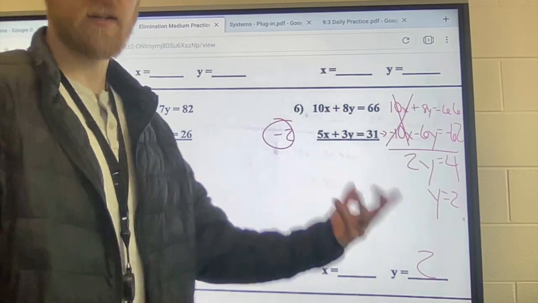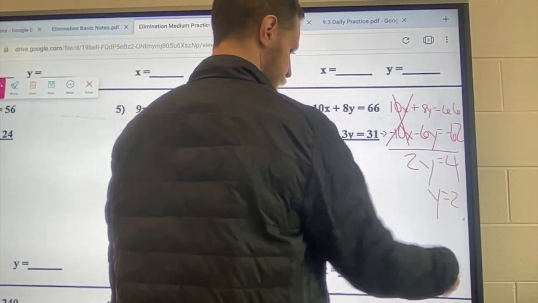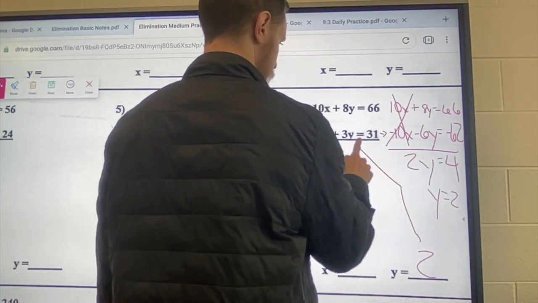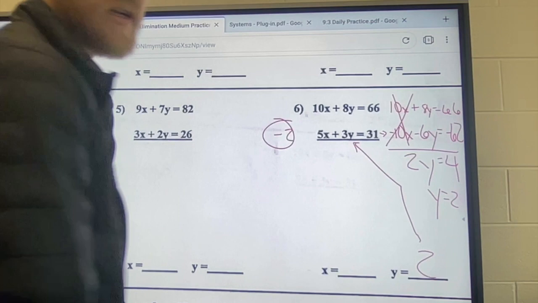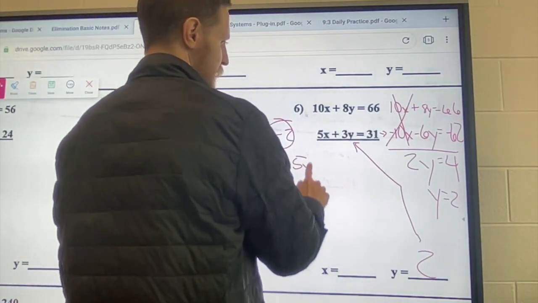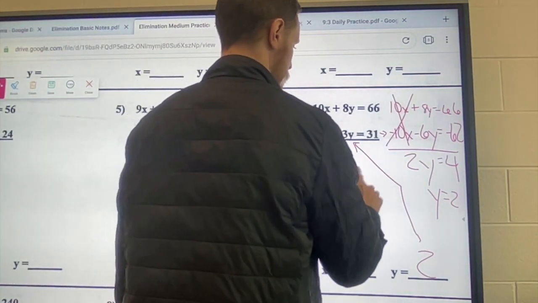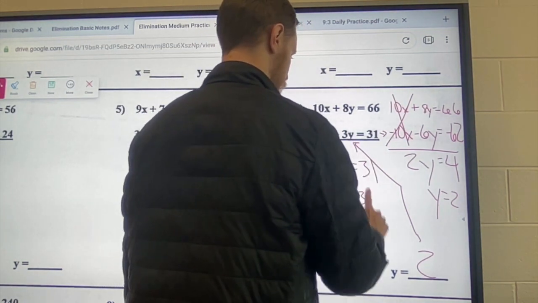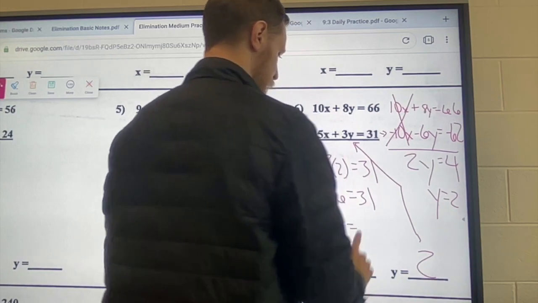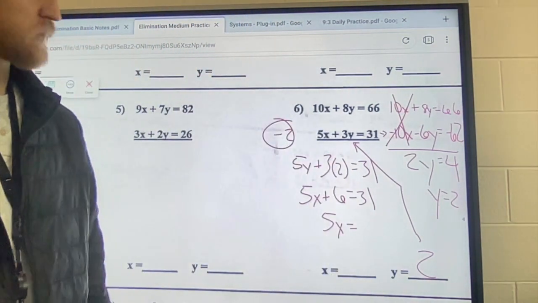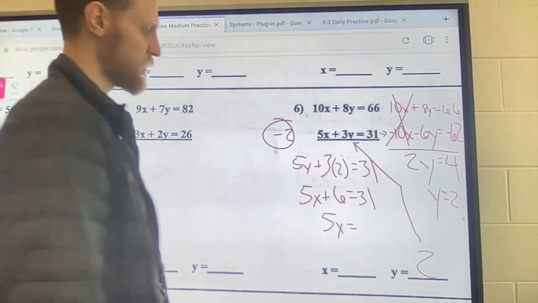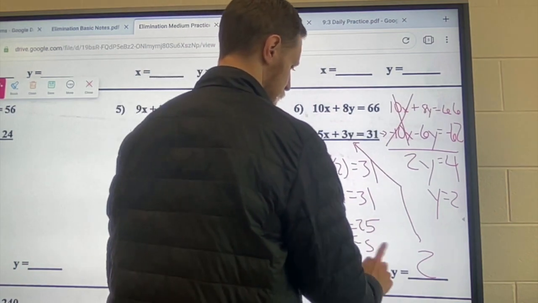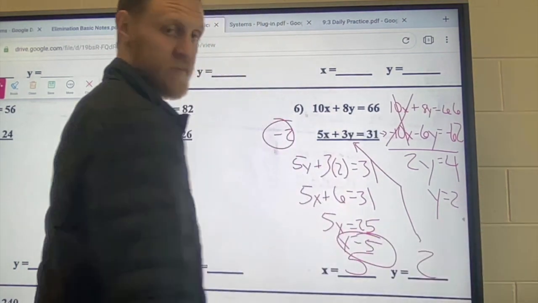And then to find x, you just plug it back in. That one seems easier. So we're going to make that y a 2. 5x plus 3 times 2 equals 31. So 5x plus 6 equals 31. I just multiplied the 3 and the 2 to get the 6. Now it's a two-step equation. Subtract 6 from both sides, and you get 25. Divide by 5 on both sides, and x equals 5.